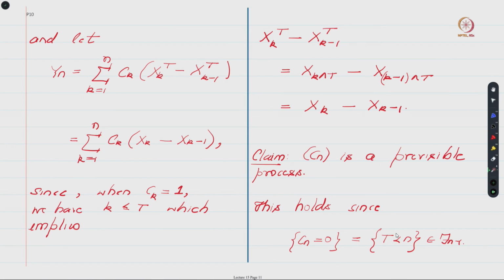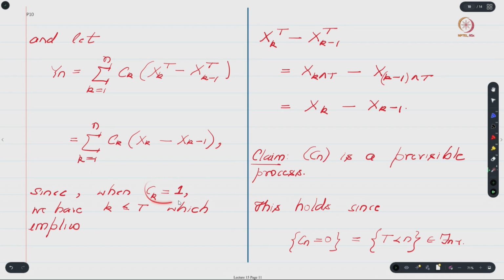Okay, and now what we will do is we will let Yn be this process over here. So it is like the sum of Ck times (Xk^t minus Xk-1^t), and I am claiming that this sum is equal to this sum. The difference between this sum and this sum is that here you have t, whereas here you do not have t, which means that this sum is expressed in terms of your stopped process, whereas this sum is expressed in terms of the original process. So let us see why this equivalence holds.